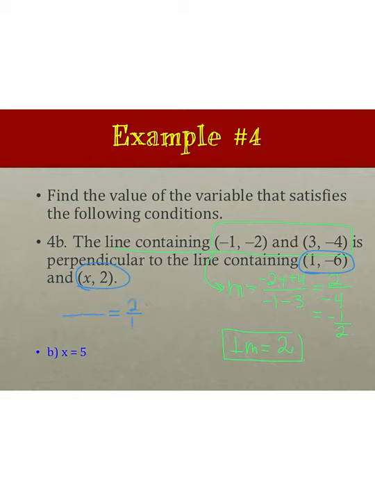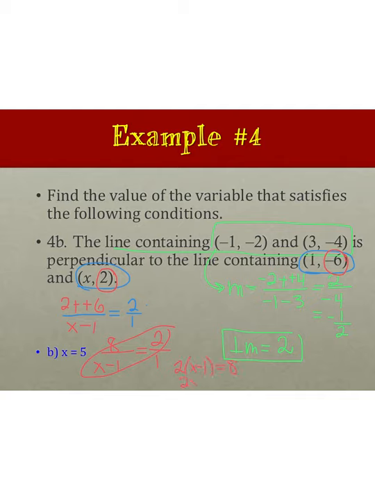Now, I like to start with the ordered pair where my variable is. So I'm going to start with 2 minus negative 6, and put that over x minus 1. Clean up the left side. It's going to be 8 over x minus 1 equals 2 over 1. Now let's cross multiply. 2 times x minus 1 equals 8.